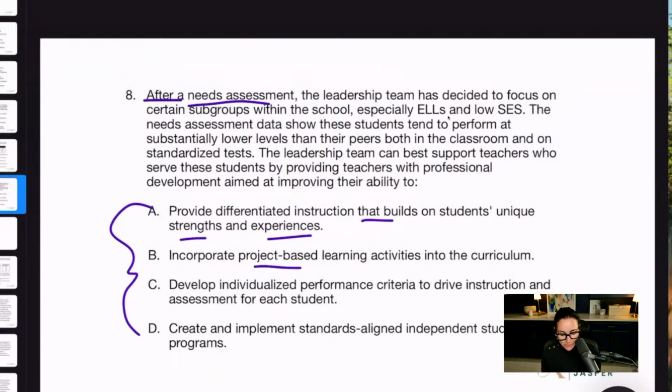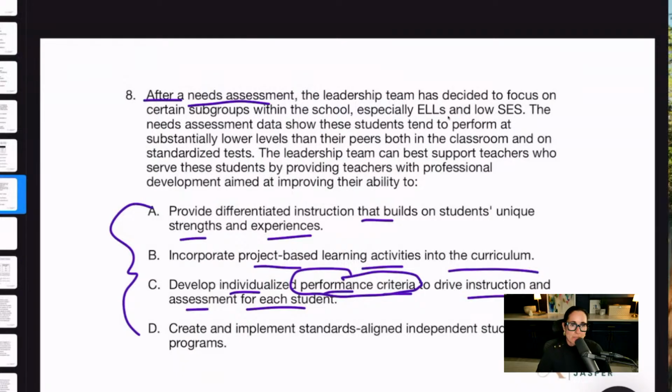B, incorporate project-based learning activities into the curriculum. Okay, I like project-based learning, right? Activities, that's great. Develop individualized performance criteria to drive instruction and assessment for each student. All right, this sounds like a good answer. You'll see this on tests. Develop individualized performance criteria. That's testing criteria. Each kid cannot take a test that is individualized. Now, instruction is individualized as much as possible, but the performance criteria is typically a state assessment that measures the standards. You can't make standards and assessments for each individual student.